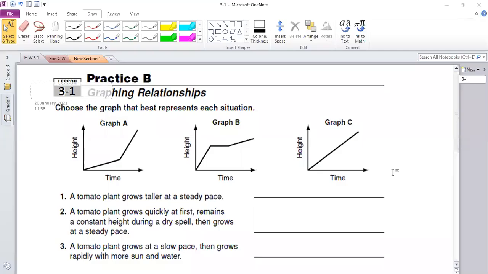Hello everyone. In this video, we'll be discussing chapter 3, lesson 1, which is about graphing relationships. Now, graphing is nothing new to you because everyone knows what a graph looks like. Graphs are pictures, visual representations of numbers. Numbers which can be represented in the form of pictures are called a graph.